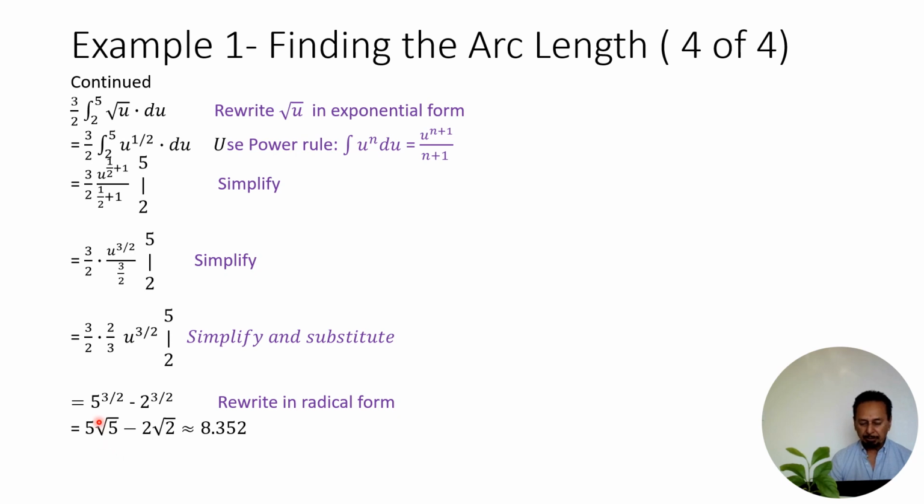So here we can break it down. 3/2 is like a 1 and 1/2. So you can break it down as a 5 and the square root of 5, and this is 2 and the square root of 2. So first put this answer in a radical sign. If it doesn't take, then you use the calculator and put this answer.